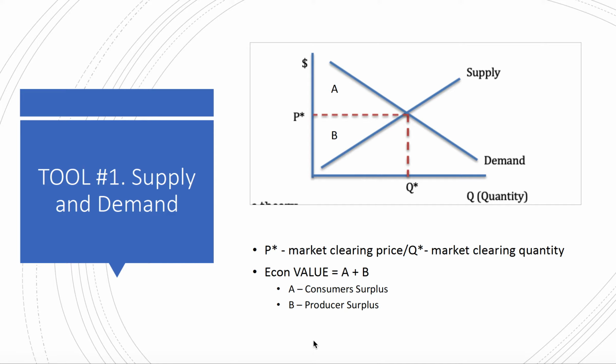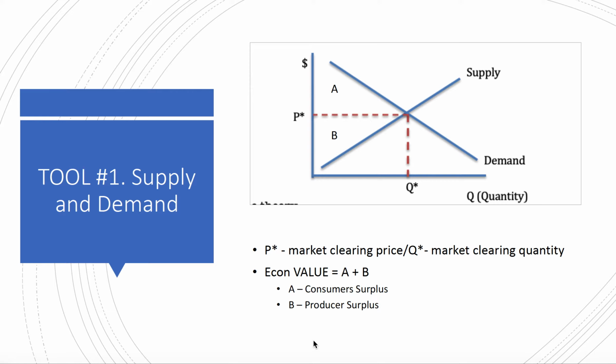Now, price times quantity would be that rectangle there, which would include area B and then the area to the right. But that's not what we consider to be economic value. What we consider to be economic value is the area A and B, what we call consumer and producer surplus. So again, like I said before, what that area A represents is the buyers were willing to pay a whole lot more than P star, and they didn't have to because the market supplied the good at P star. So that is the value to the buyers. They've freed up a bunch of resources.